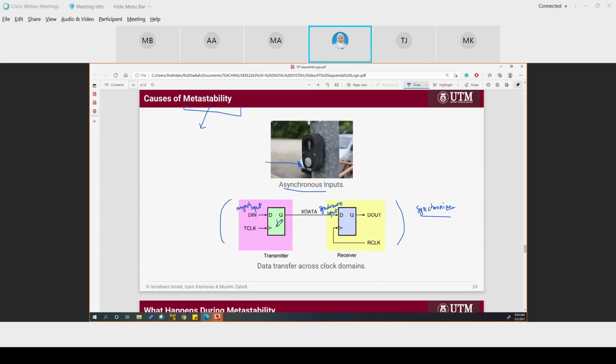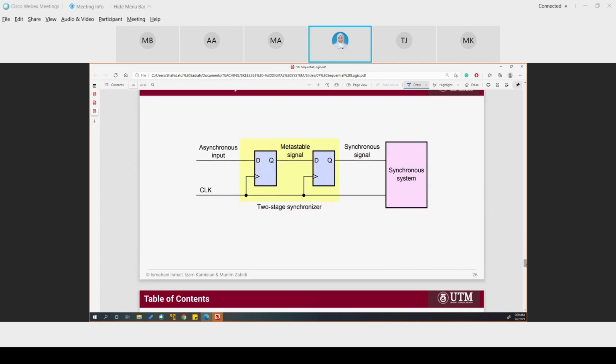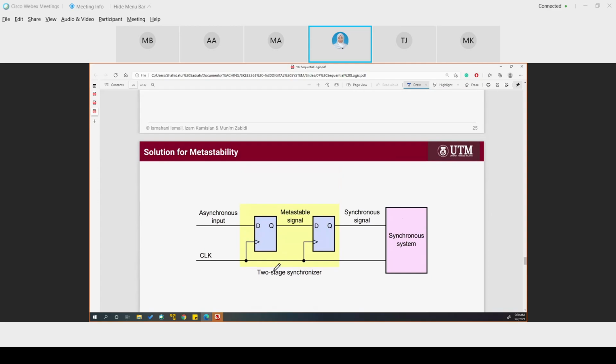So this is one solution for the metastability, and this is another solution, which is a two-stage synchronizer, where we have two flip-flops to make the input stable before we input that asynchronous input to our synchronous system.